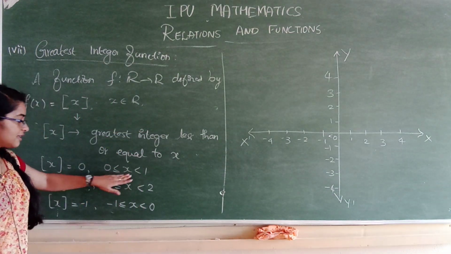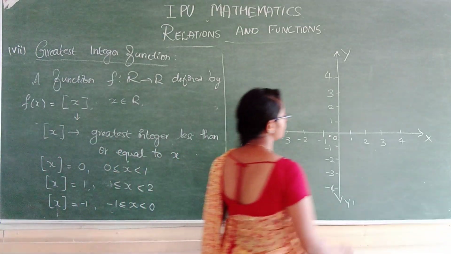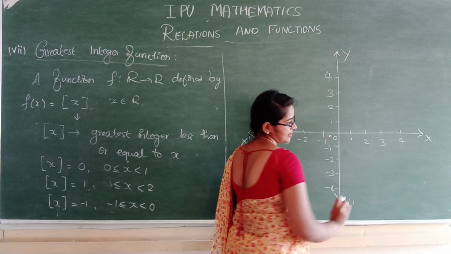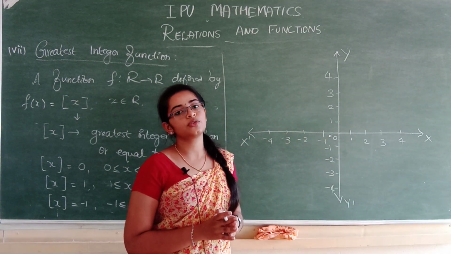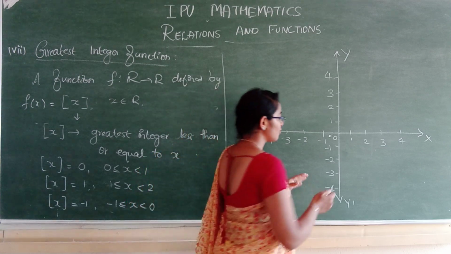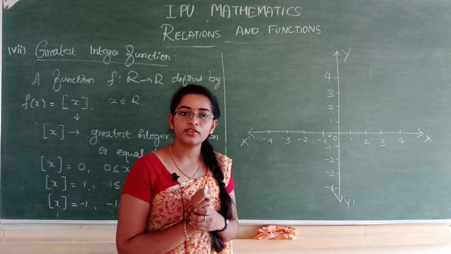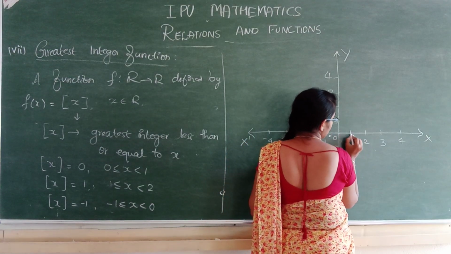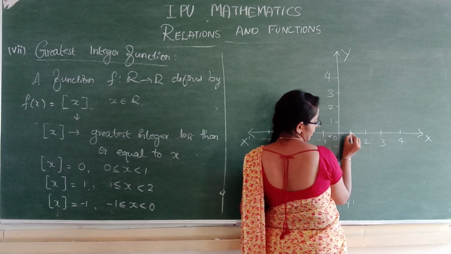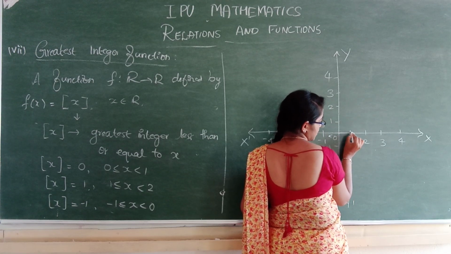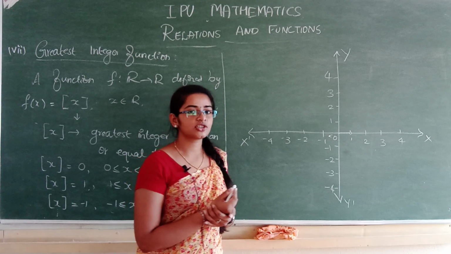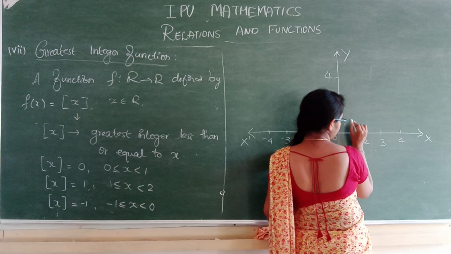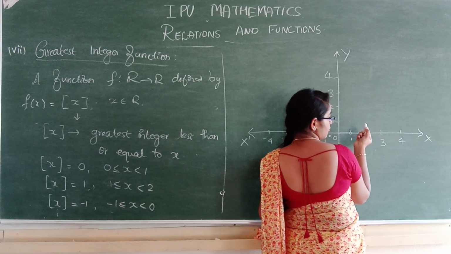What happens if my x lies between 0 and 1? For 0 it is 0. Till 0.9 itself, the greatest integer less than or equal to 0.9 is 0. So till 0.9 I have this 0 as the function value. Here, for 1, the greatest integer less than or equal to 1 is 1.